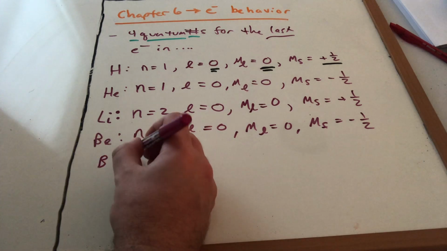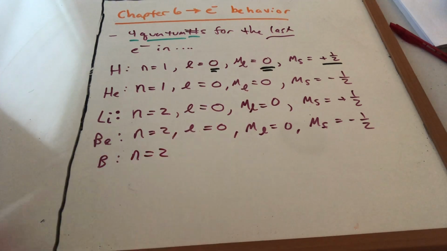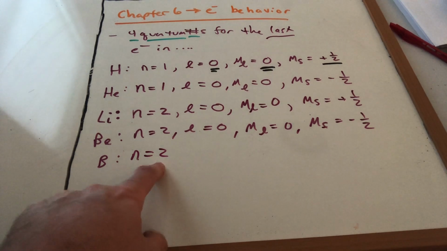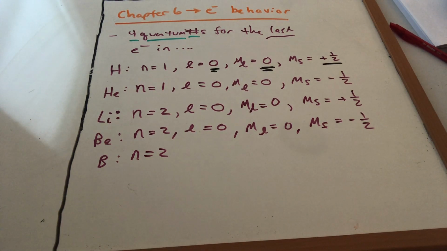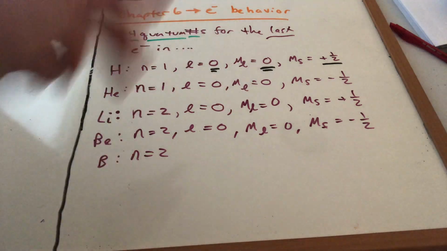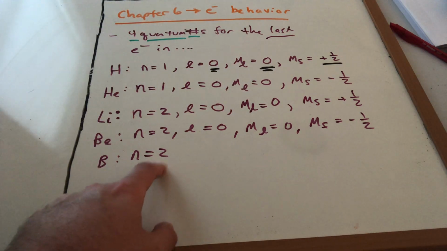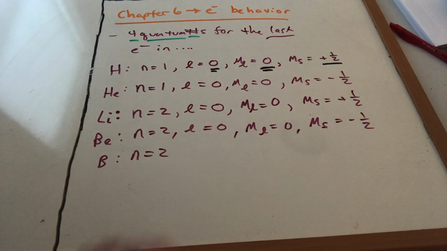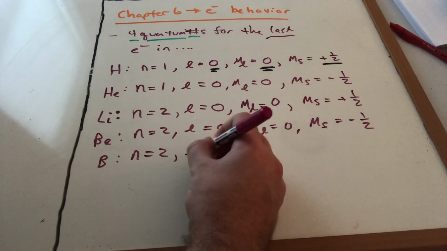Now when we go to B, notice we're at a different part of the periodic table. Is there still room in this n equals 2 energy level? And yes, there is. What we found out was that with n equals 2, if we use our quantum number rules, L could be 0, but we're filled up there. All right, n equals 2, L could be 0, or L could be 1. Right. So now we're filling P's.